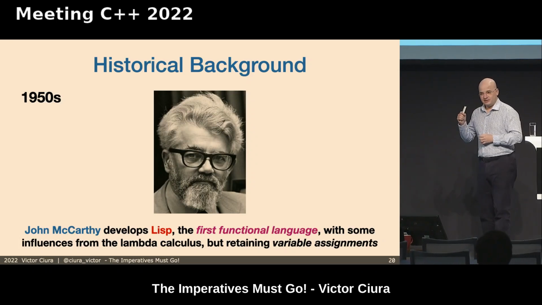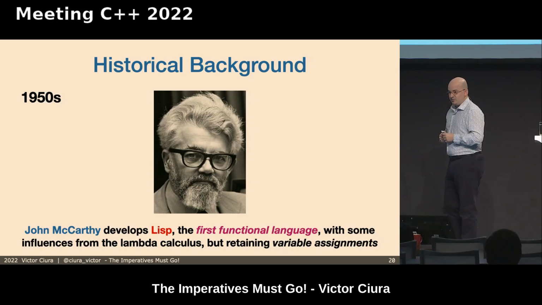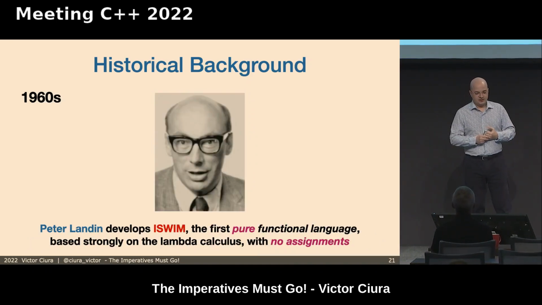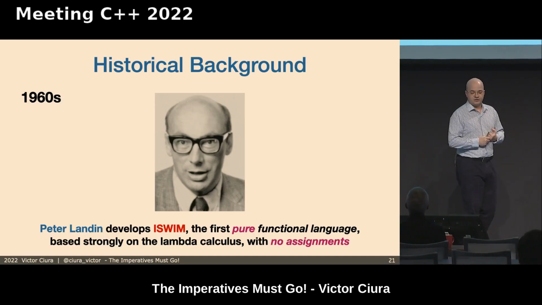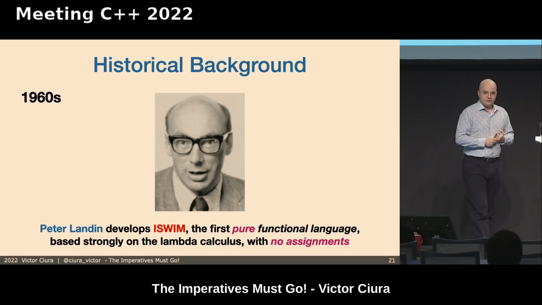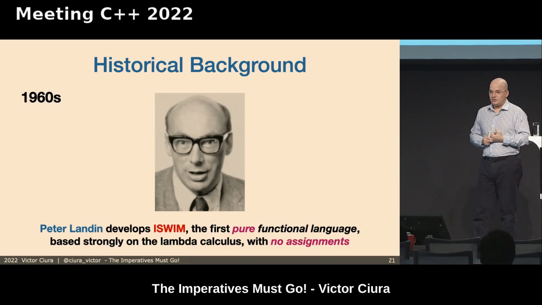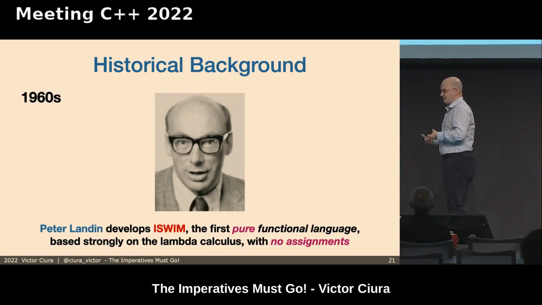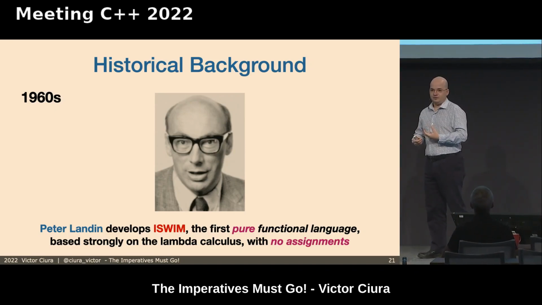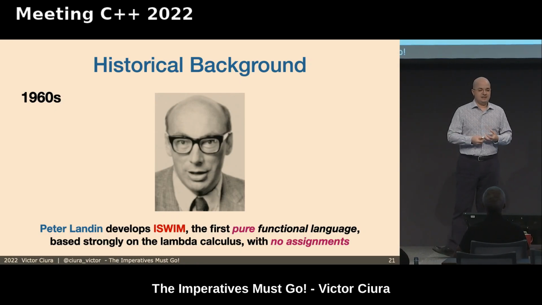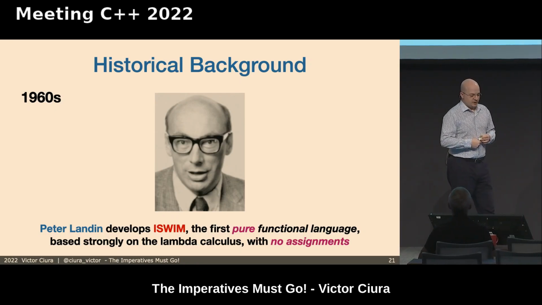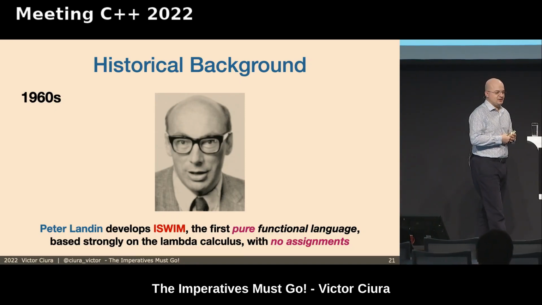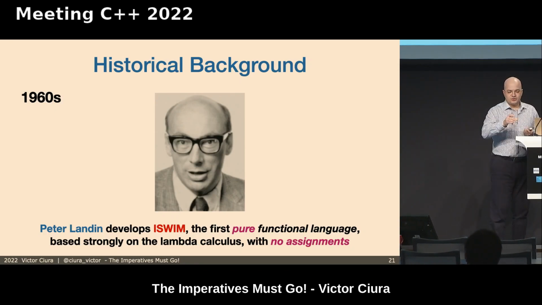But it still retains something we identify today as variable assignment. Later on, Peter Landin develops ISWIM, the first pure functional language, again, based on lambda calculus. And this one didn't have assignments. So purity is nowadays associated with functional style, and pure functional programming languages try to make the best of this and sell it as a corner feature.